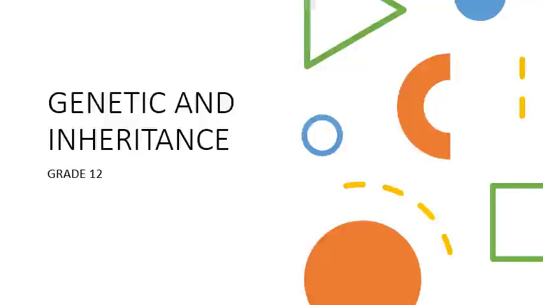So remember, parents always produce offspring that look like them, but they may differ in some ways. Genetics, which is the science of heredity, explains how these characteristics are passed on from one generation to the next. In this topic, we're going to explore some important concepts in genetics.